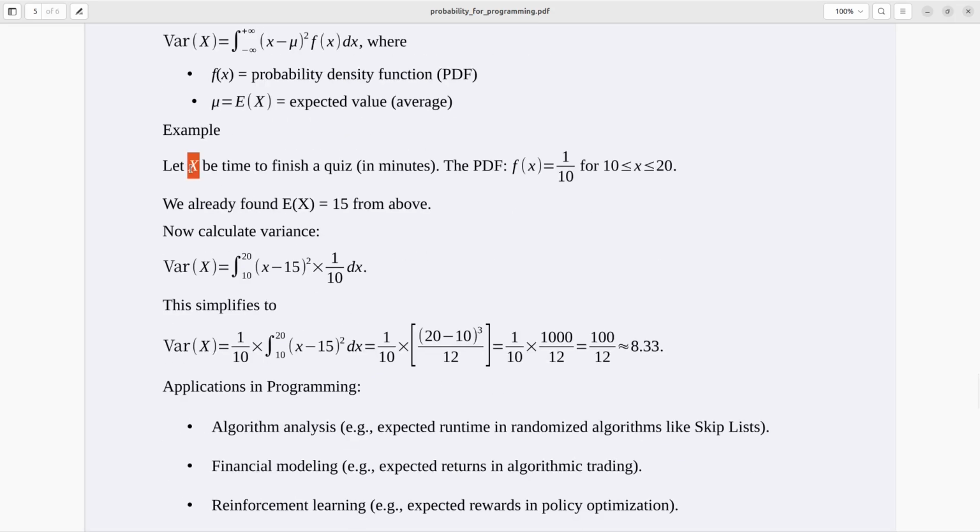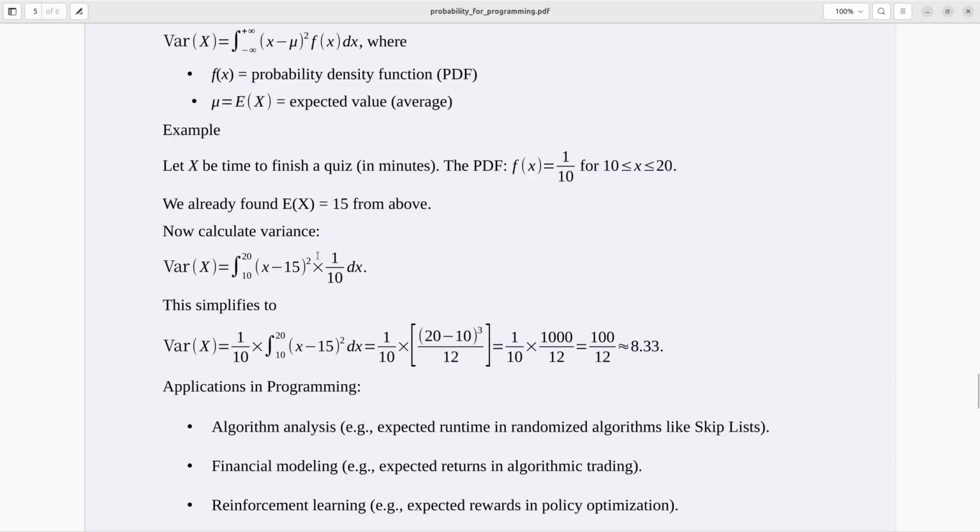I have X to be the random variable, which means the time to finish a quiz. And the PDF here is following this one, which is a uniform distribution, okay? And we already know that the expected value of the time will be 50 minutes already from the previous example. And then we can use it to calculate the variance, which is this one.